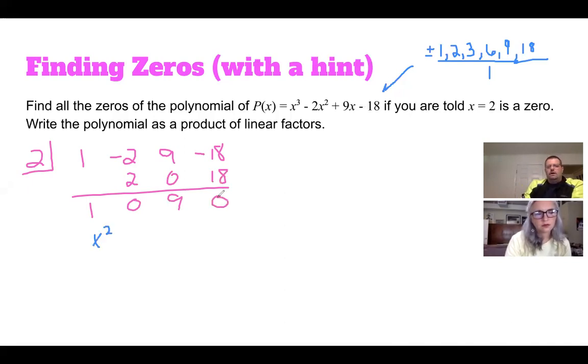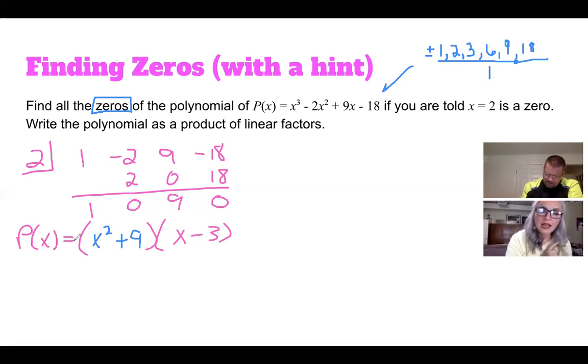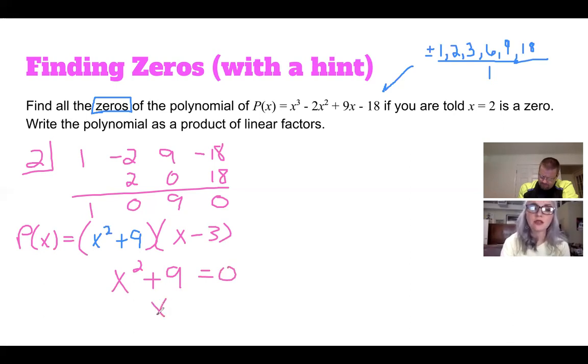Right? So I've now factored my polynomial: x squared plus 9 times x minus 3. That's what p of x is equal to. Now you're taking it a step further. In the last section, we just said, hey, just factor it and stop. Now we don't want you to factor it and stop. We want you to actually find the zeros. So now you're going to take those factors and set them equal to 0 and actually find the zeros of this polynomial.